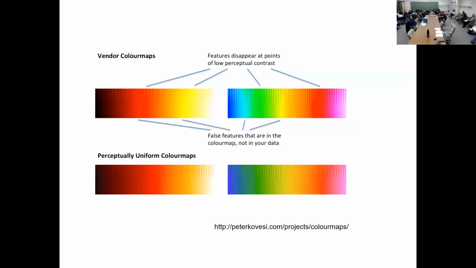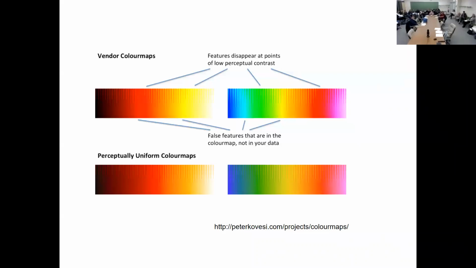So people have made more recently what are called perceptually uniform color maps, which are color maps where they actually try to take into account how our brains work, how we perceive color, to provide smoother and more representative mappings. So I'm getting kind of technical here. This is probably irrelevant to a lot of people in the room.